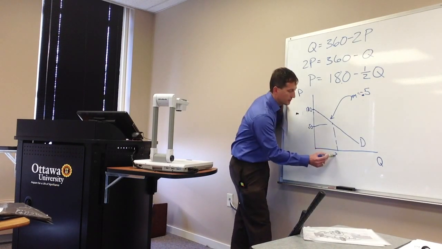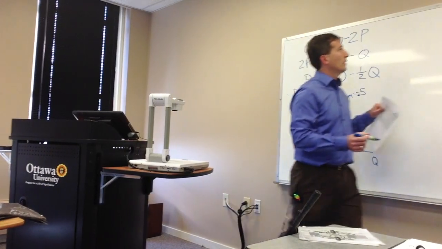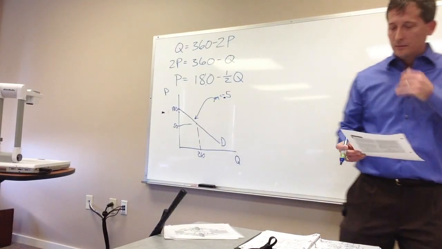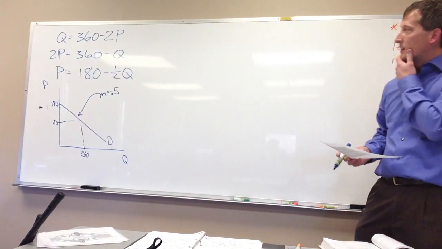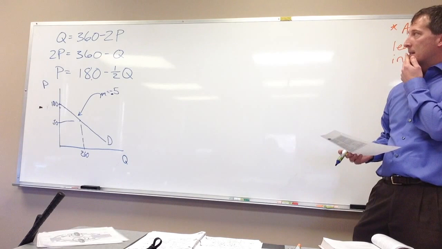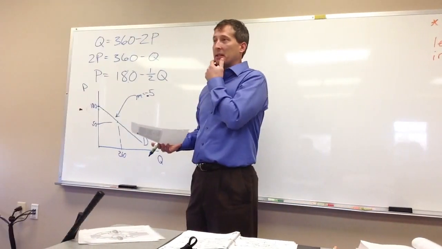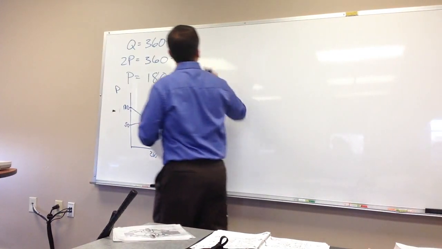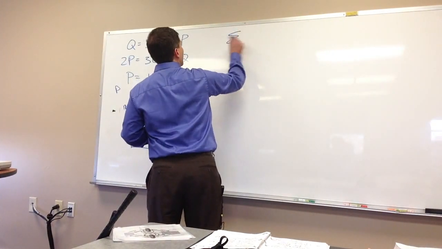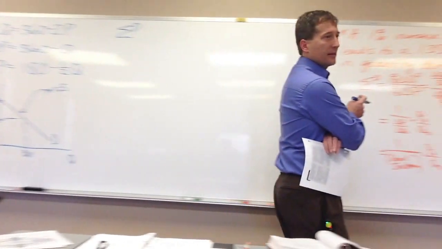Good. Okay, so 260. So take negative 1 over negative 1/2 times 50 over 260 to calculate the elasticity. What number did you get? Oh, you haven't done it yet. Okay, go ahead. Sounds like the right route. Anybody else? Everybody seeing that?